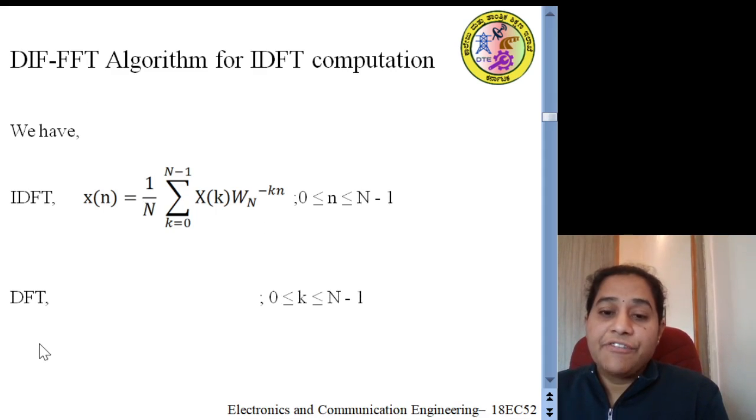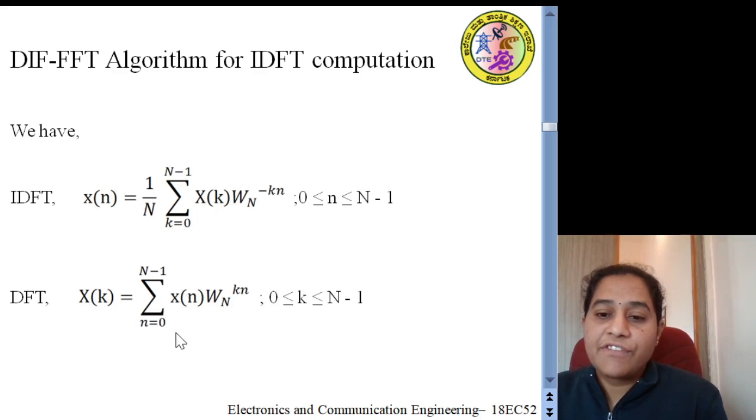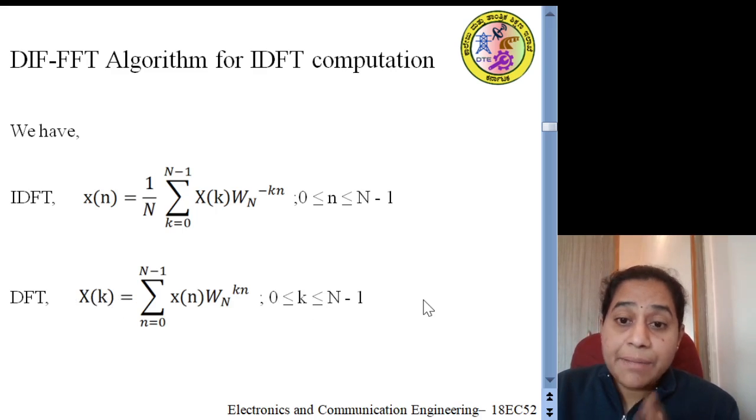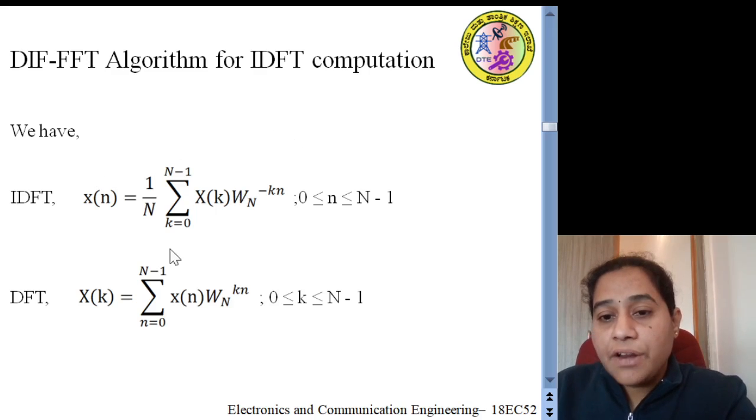Similarly, the DFT X of k is given by summation n varying from 0 to N minus 1 of x of n into W_N raised to the power of kn. Here the value of k is varying from 0 to N minus 1. Again, our X of k has capital N number of samples. Observe the equations of this DFT as well as IDFT carefully. There is only a slight difference.